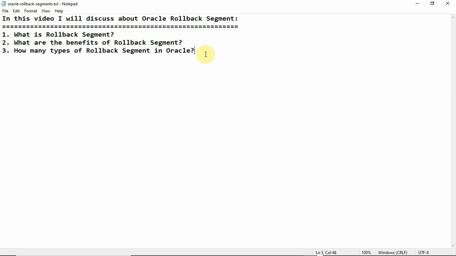Okay, so I repeat, how many types of rollback segment? There are two types. One is private rollback segment, which works in a single database instance or single server, and public rollback segment, which works when there is a RAC, or Real Application Cluster, or multiple database servers or multiple instances working together.